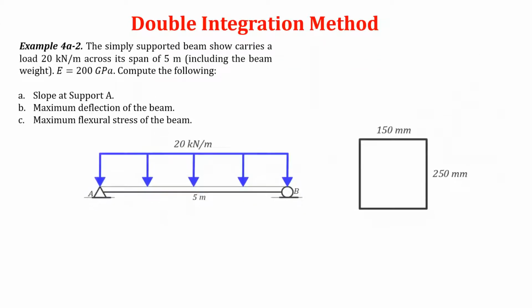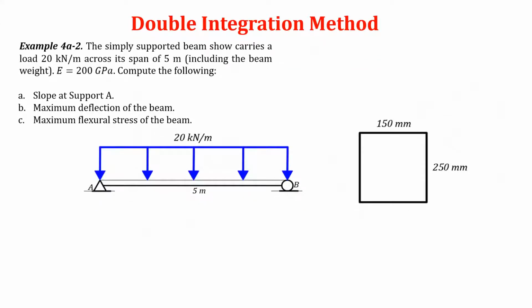Now, let's go to our second example. So this one, the simply supported beam shown carries a load of 20 kilonewton per meter across its span of 5 meters, including the beam weight. So kasali na daw yung 20 kilonewton per meter sa beam weight. So elasticity is 200 gigapascal.